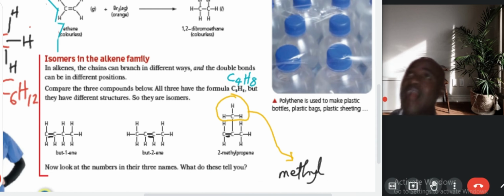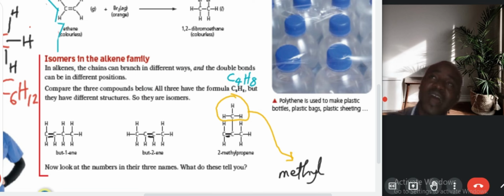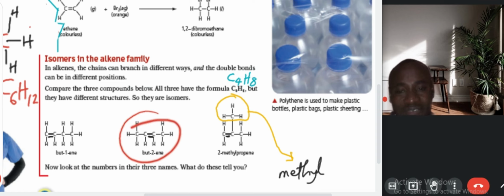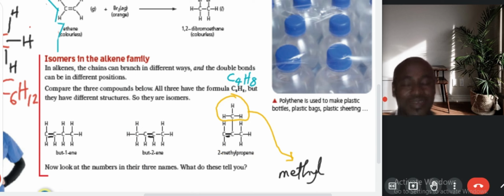Just like alkanes, alkenes also have isomers. And remember, we define isomers as organic compounds with the same formula but different structural formula. Okay, for instance, this butene, or but-1-ene, C4H8, can have other arrangements with the same number of atoms of carbon.